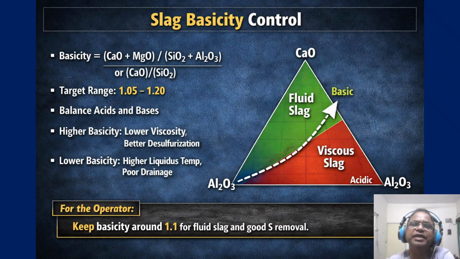So basicity is a balance. We want it high enough for good sulfur removal, but not so high that the slag would not drain from the hearth.